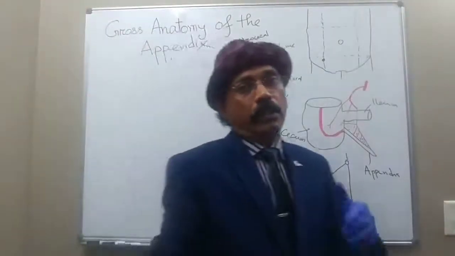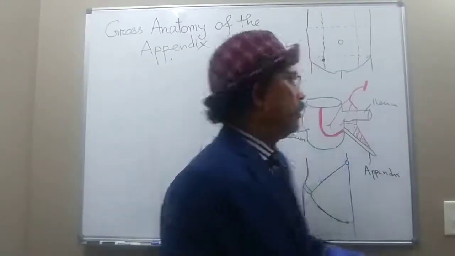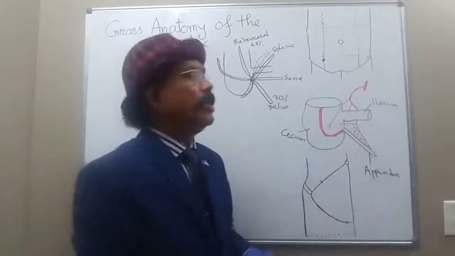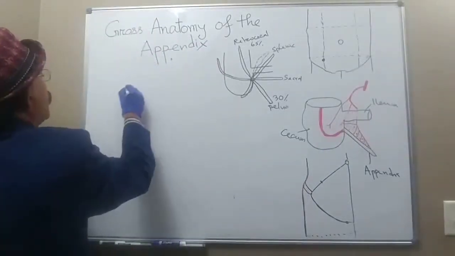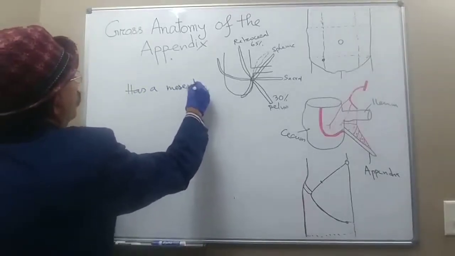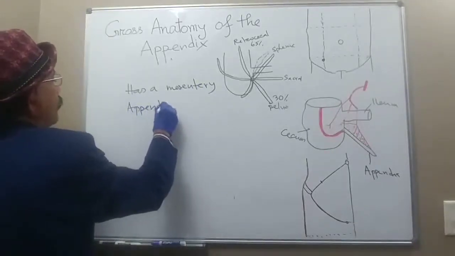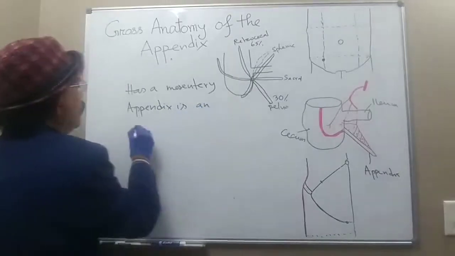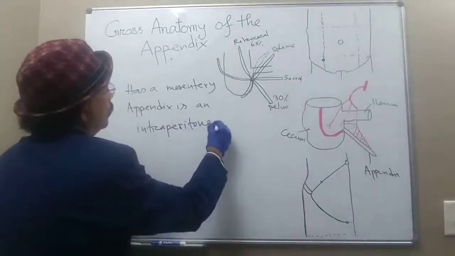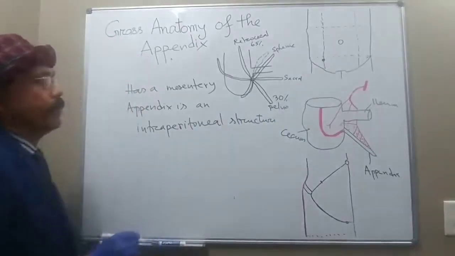It may not irritate the parietal peritoneum even in acute appendicitis. But the vermiform appendix has a mesentery, so it is an intraperitoneal structure. Okay, good to know that part.